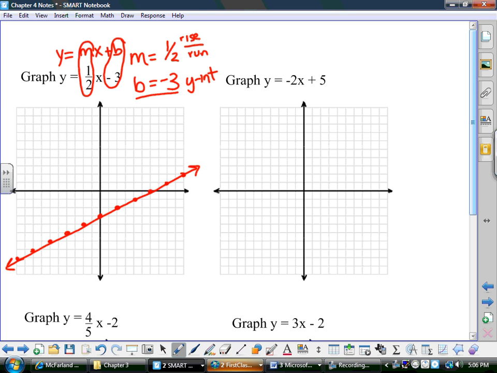The second one, we're going to do the same thing. We're going to start by figuring out what's the slope and what's the y-intercept. The slope is always the number that's right next to the x, and the y-intercept is the number that's all by itself. The y-intercept is where we begin on the y-axis, so I'm going to go up to 5 on the y-axis and make my beginning point.